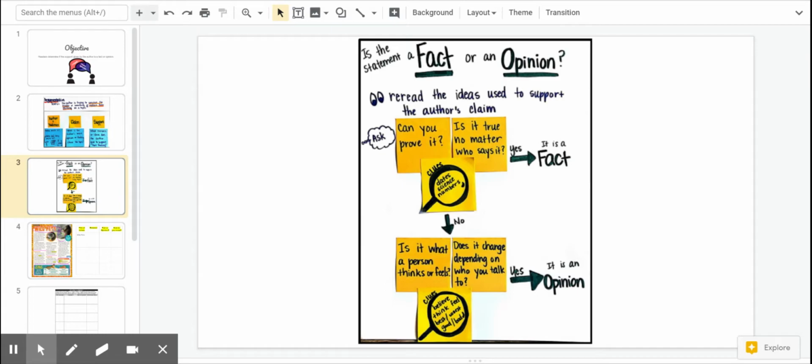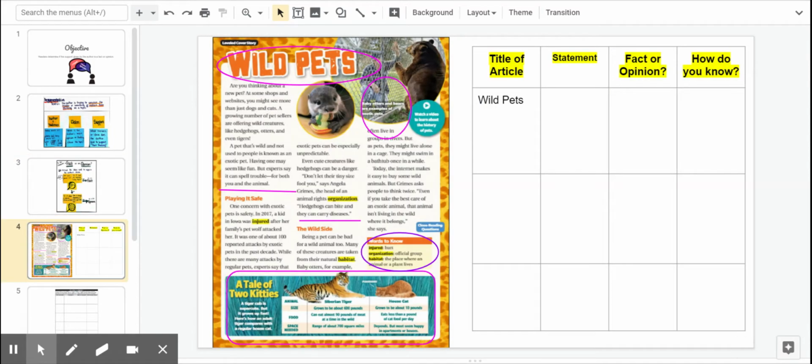So we're going to take a look at this mentor text for this week, and I'm going to go ahead and read it to you. And then I'm going to talk to you about what your assignment is with your text. First of all, as we do every time we read, we have to preview our text. So I've gone ahead already and done that for you. I've circled the title, which is Wild Pets. You can see I've taken a look at the pictures. I've also circled the caption at this picture.